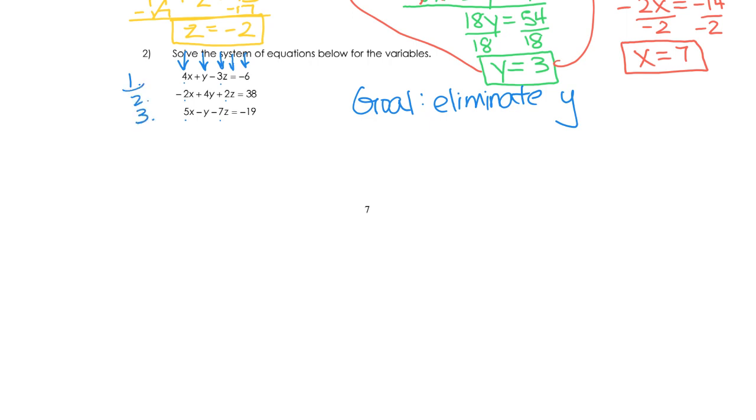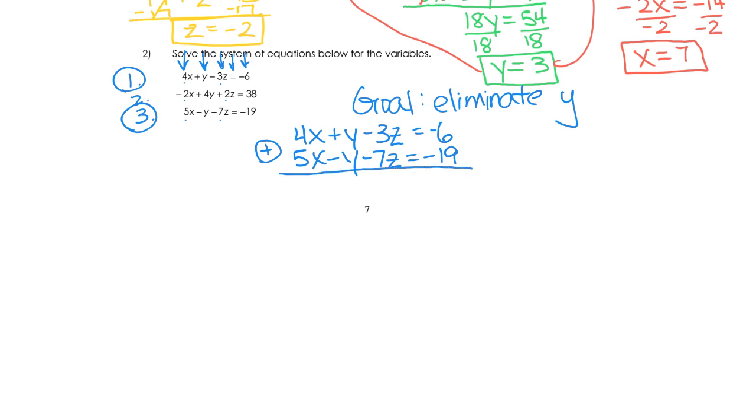The easiest ones is to do 1 and 3, since if you look at their y's, they're opposites already. So I'm going to go ahead and write down the first equation, which is 4x plus y minus 3z equals negative 6. Second equation, which is the third one actually, is 5x minus y minus 7z equals negative 19. Again, we add the 2 equations together.